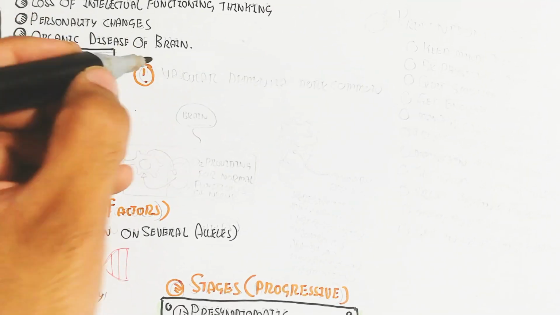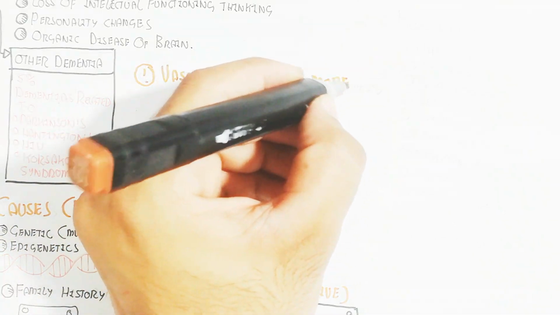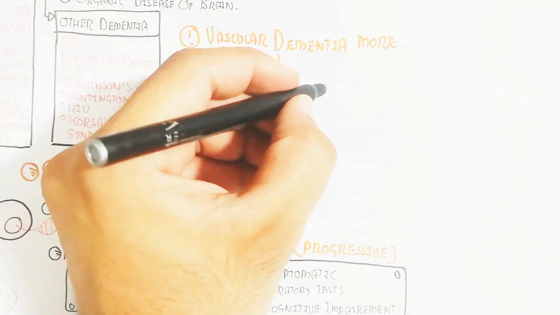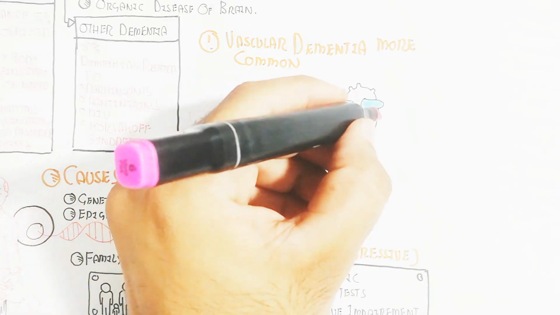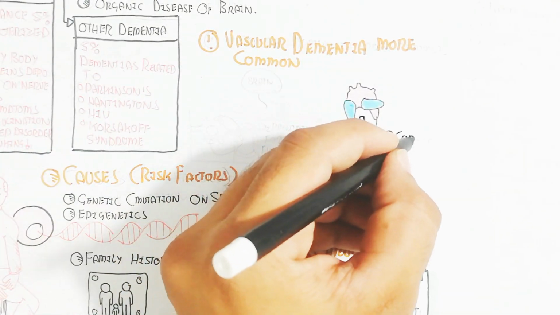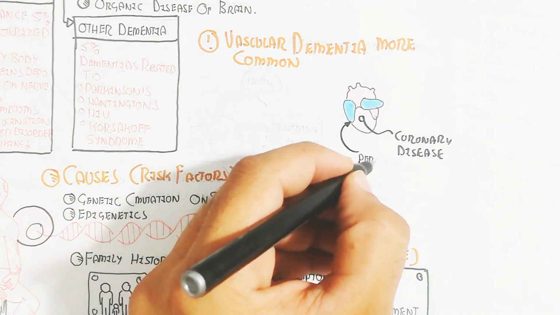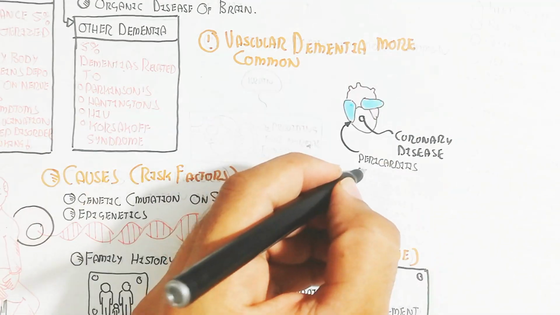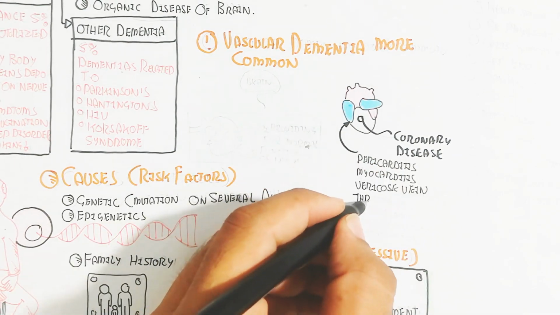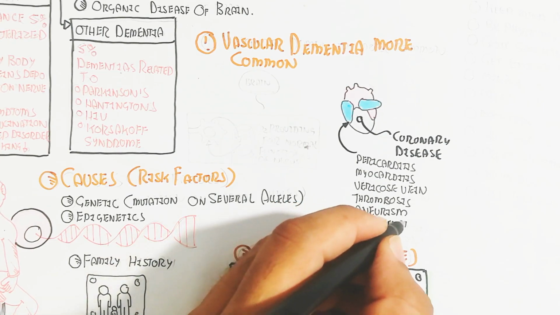Anyhow, let's understand about vascular dementia. It is more common due to vascular changes and vascular problems. Here is the heart, which is the center of the vascular circulatory system. Coronary disease involves pericarditis, myocarditis, varicose veins, as well as thrombosis, aneurysm, and hypertension as well as hypotension.